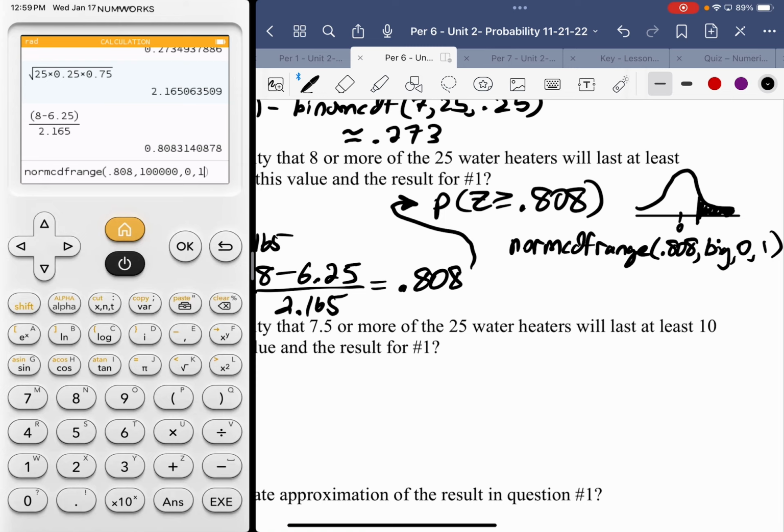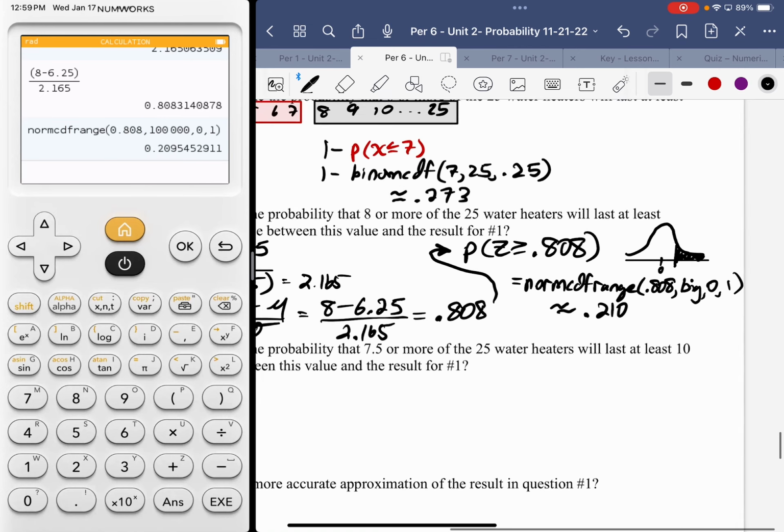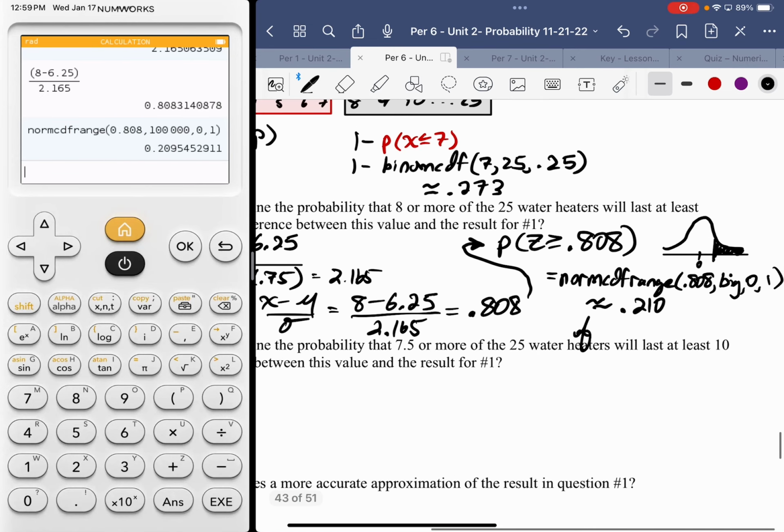So this is going to be about 0.2095, so 0.210. So it's off by 0.063. So it's in the same neighborhood. It's in the 20% area, 20 to 30%. But can we get a better number? That's really what this is all about.